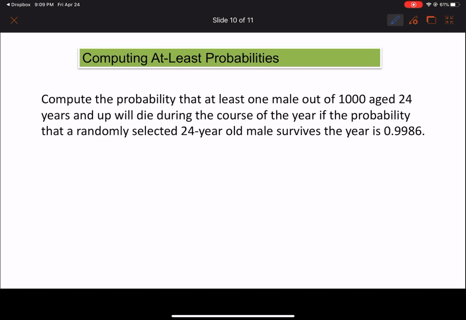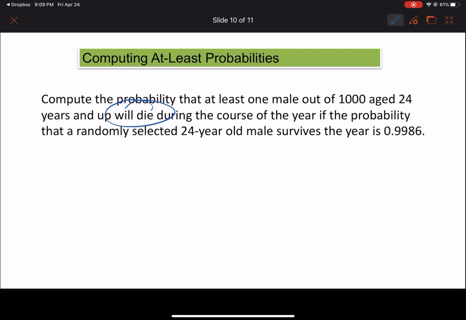So compute the probability that at least one male out of 1,000, aged 24 years and up, will die during the course of the year if the probability that a randomly selected male survives the year is 0.996. Okay, so when we're doing at least probabilities, we're looking at least one male will die. So we're looking at one male dying.